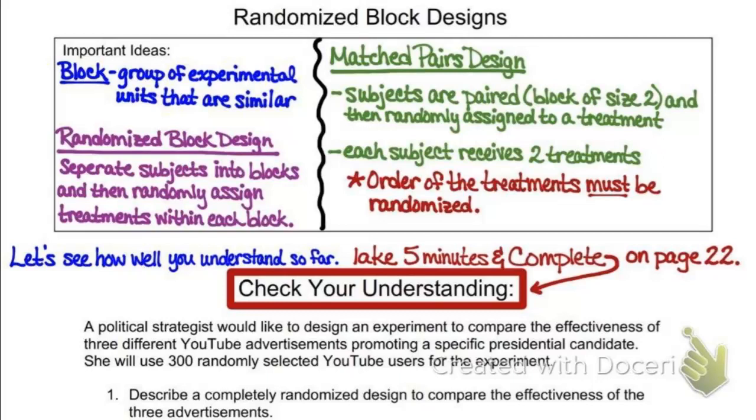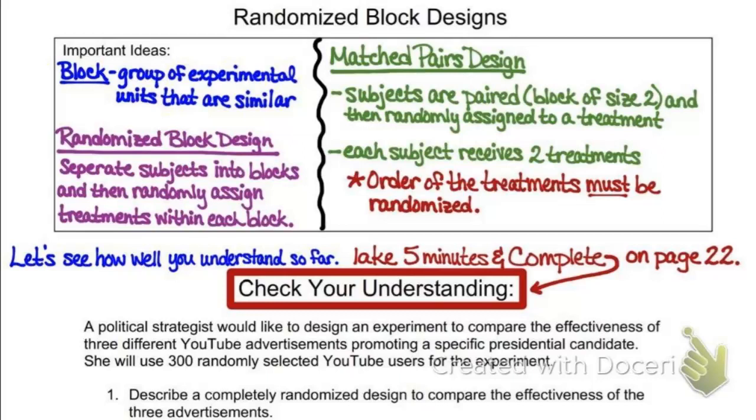Randomized block design, you separate your subjects into blocks, and then you randomly assign the treatments within each of those blocks. So they should be roughly equivalently split between however many treatment groups you have. Matched pairs design, subjects are paired, so you have blocks of size 2, and then they are randomly assigned to a treatment. Each subject receives 2 treatments. The order of the treatments must be randomized.